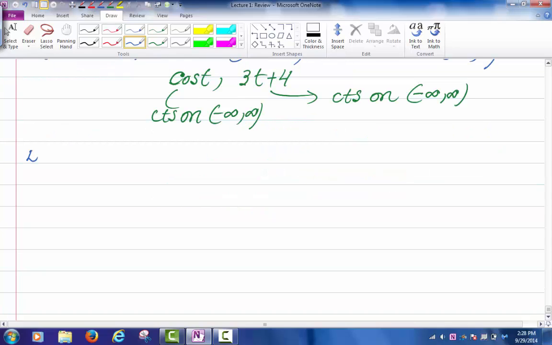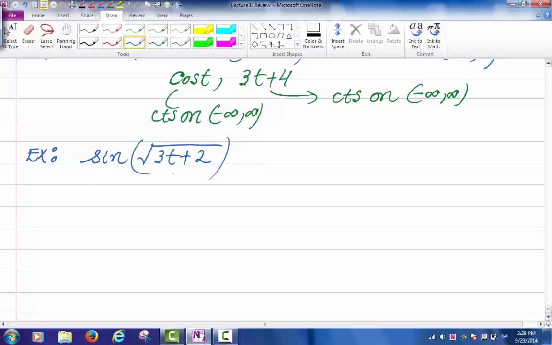Here's another example. What if I take the function sine of the root of 3t plus 4, plus 2? Where is this function continuous? Well, what's the inside now? The inside is this function, and the outside is the sine function, right?